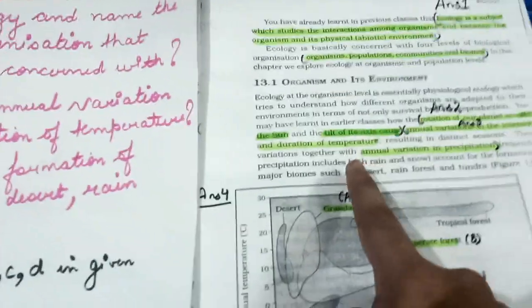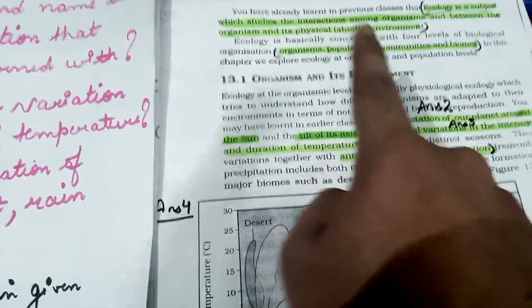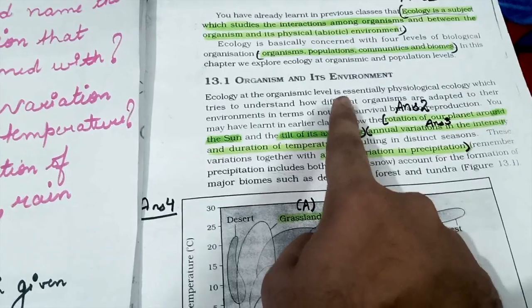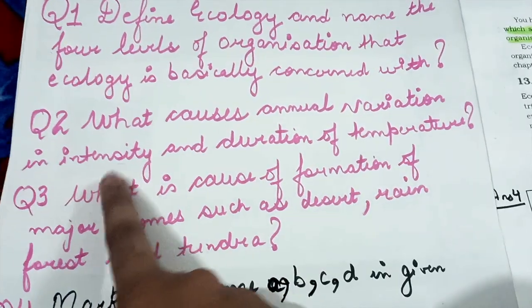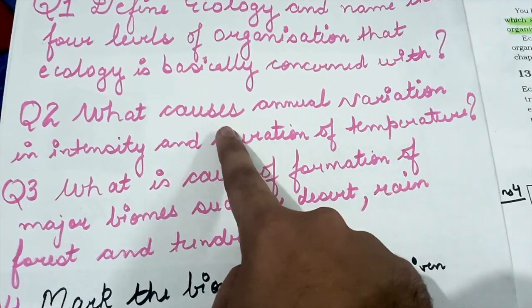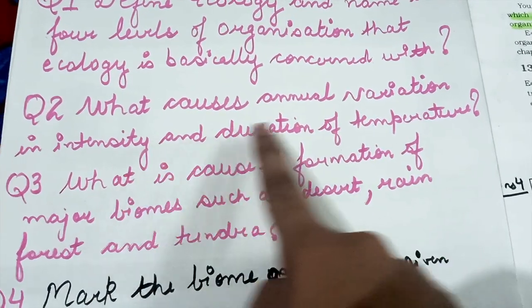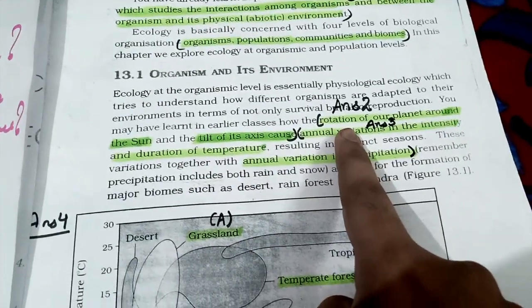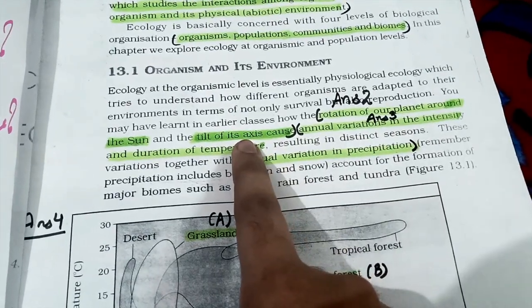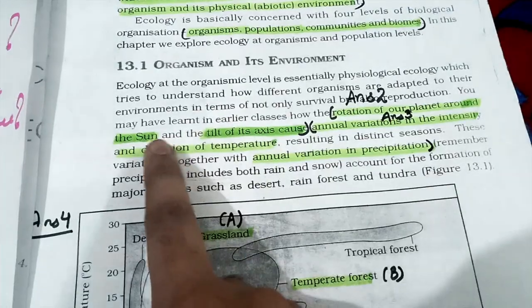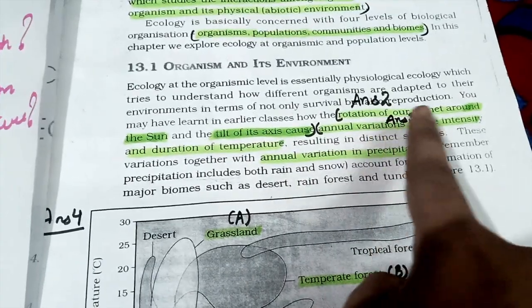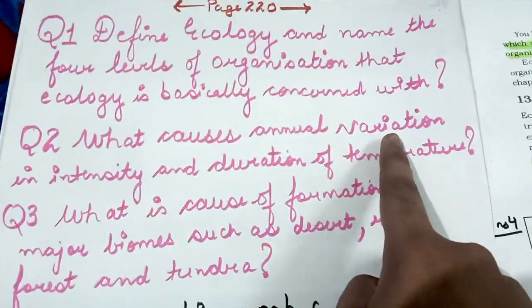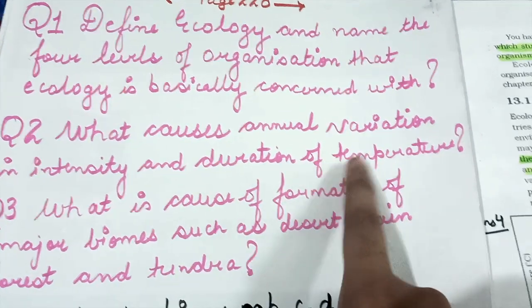Now, if we further move downwards to organism and its environment, here two important questions of 1 mark arise. Number one, what causes annual variation in intensity and duration of temperature? The answer is the tilt of Earth on its own axis and the rotation of our planet around the sun. These two things cause annual variation in intensity and duration of temperature.